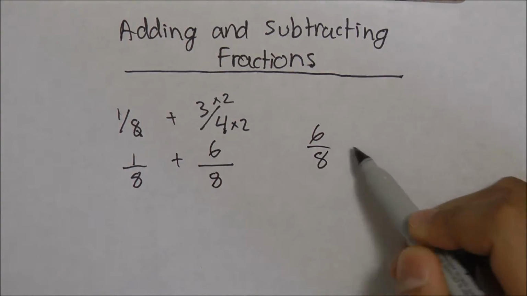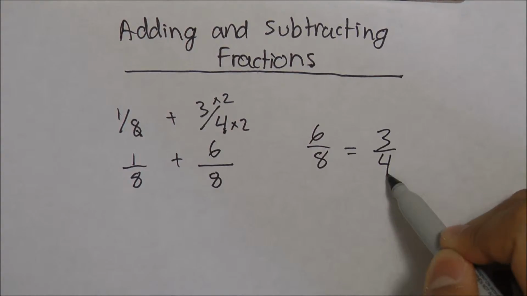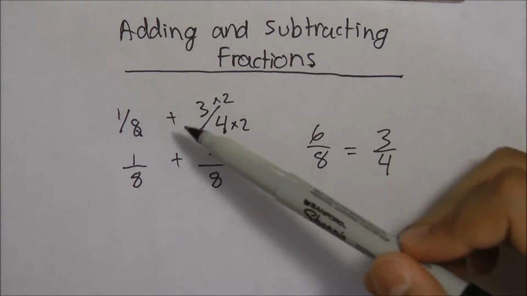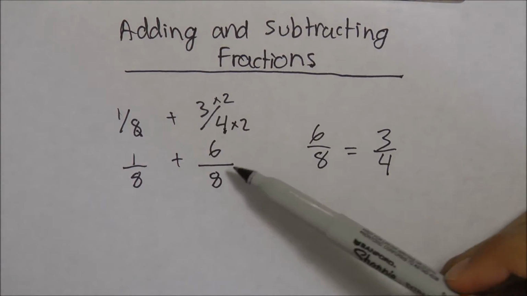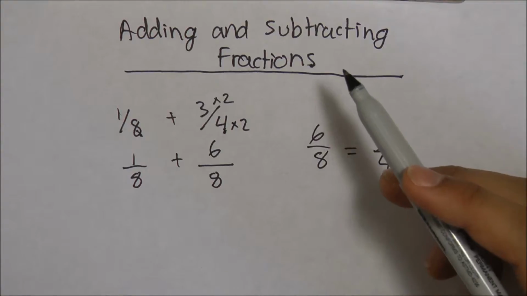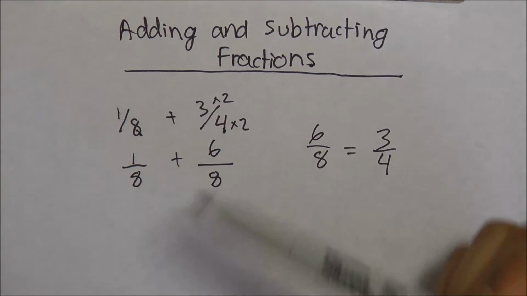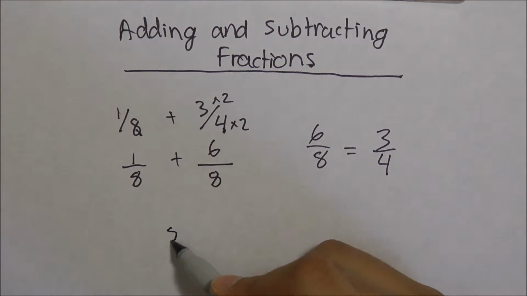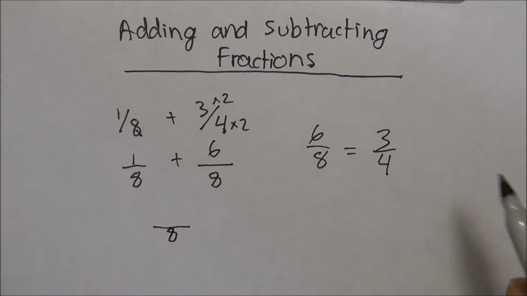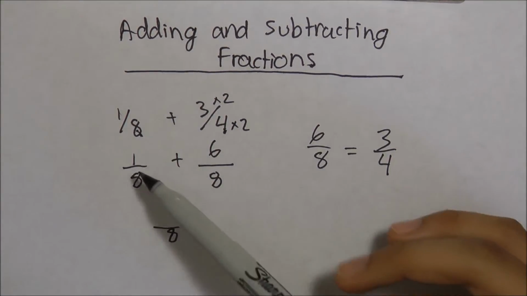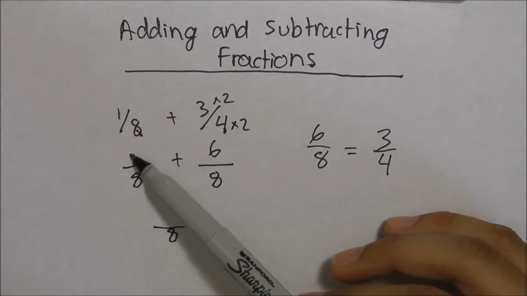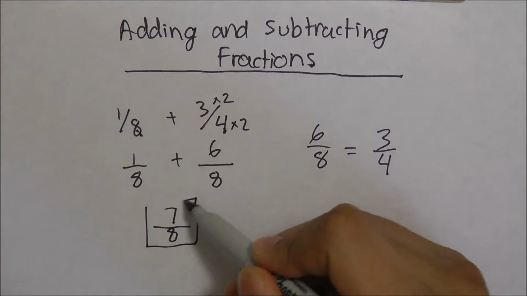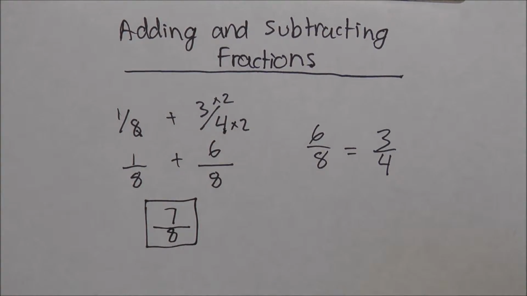6/8 and 3/4 are the same. They equal the same, and we can use them interchangeably. In this case, that's what we're doing. So, to add and subtract fractions, do not change the denominator. That stays the same, 8. What we add is the numerator, 1 and 6, which is 7. So the answer to this is 7/8.